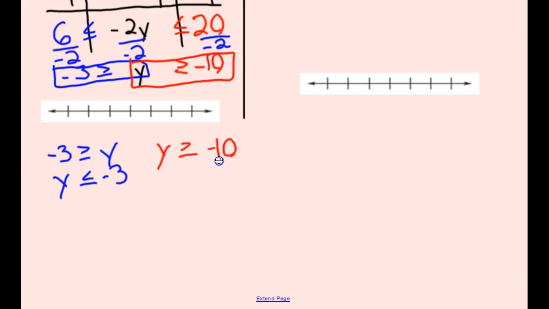Now be careful when you're graphing these to which one is smaller. Negative 10 is smaller than negative 3, so that means negative 10 is going to go on the left. So negative 10 here, and our arrow is pointing to the right. We draw an arrow to the right. Now negative 3 is larger, so we draw another closed circle at negative 3, and an arrow pointing to the left this time. An arrow pointing to the left.